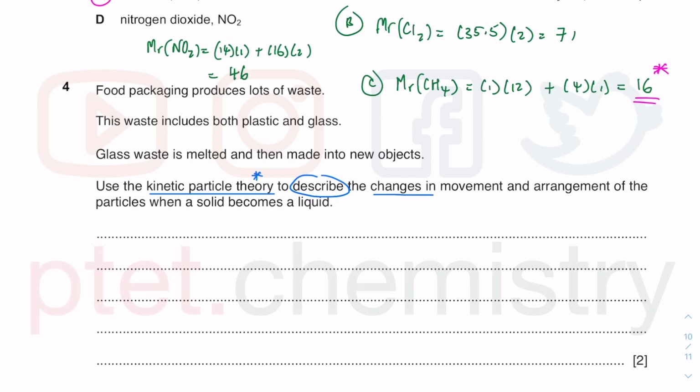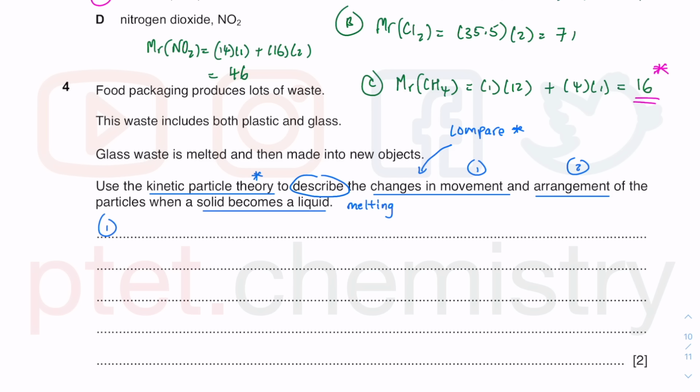This is changes in the movement. That is part 1. Changes in the arrangement. Changes could also be, thinking about compare. This is another word, the one, compare the movement and arrangement. So when a solid becomes a liquid, this is to do with melting. This question is not asking you just on solid. It's not asking you just on liquid. It's asking you what has changed. First in movement, first in arrangement. You could do a solid, liquid, and then movement and arrangement, something like that.